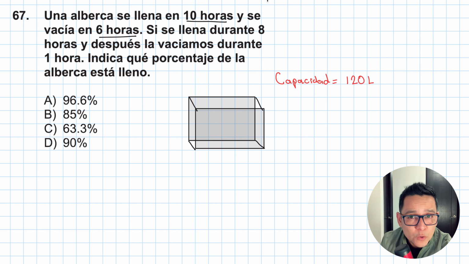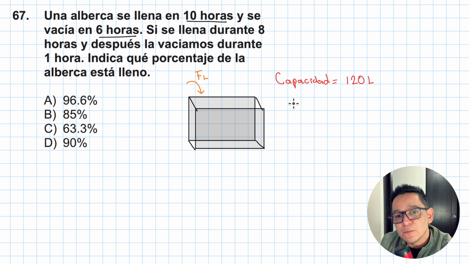Look, I'll continue with the explanation, and right now you'll realize why I'm doing it this way. Let's continue now. Since it's telling you that it fills up in 10 hours, then I can calculate, since I already have the capacity, the fill rate, right? I'm going to call it FEL to mean fill rate, okay?